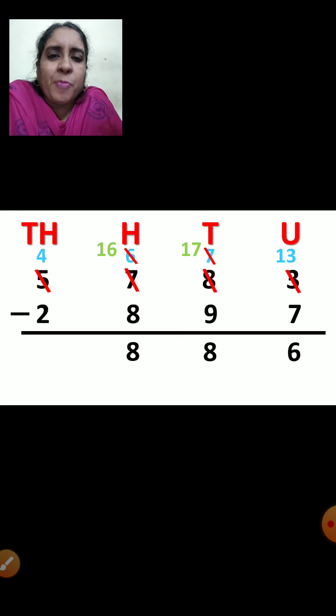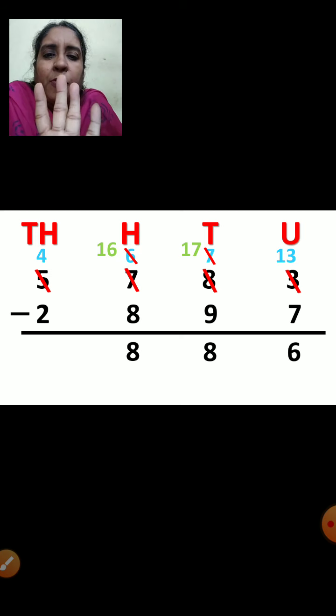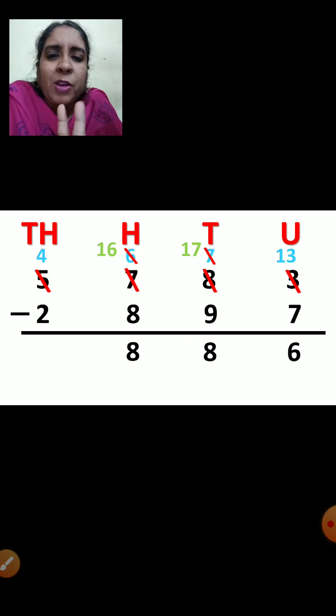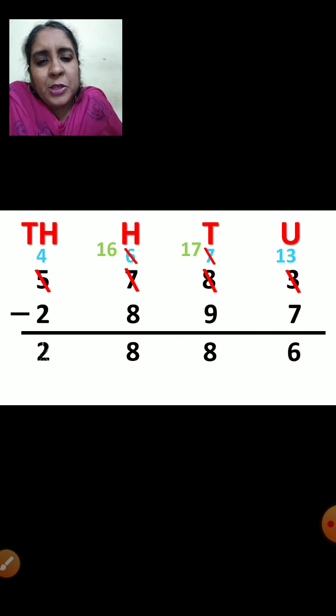Now we will go to thousands place. Now 4 minus 2. Out of 4 you have to cut 2. How much will be left? Yes, 4 minus 2 is 2. So what is your answer? 2886.